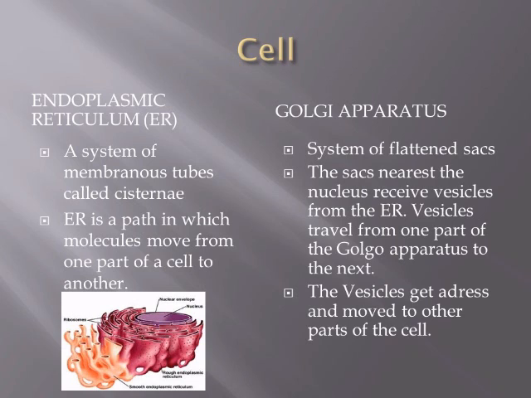Golgi apparatus, systems of flattened sacs. The sacs nearest the nucleus receive vesicles from the ER. Vesicles travel from one part of the Golgi apparatus to the next. The vesicles get addressed and move to other parts of the cell.